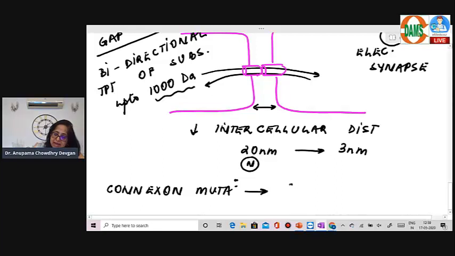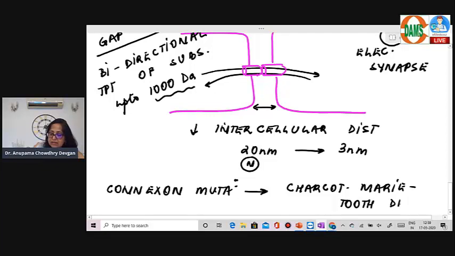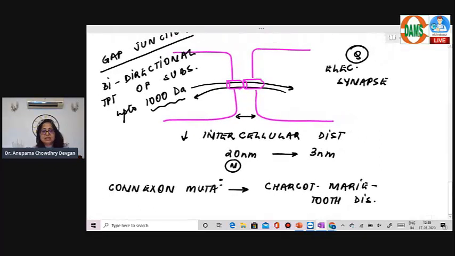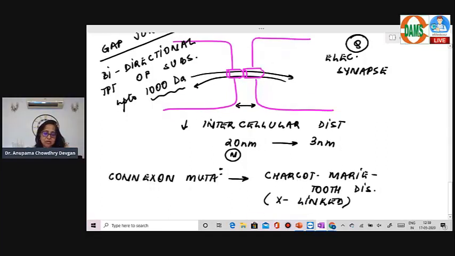It gives rise to an X-linked disorder, known as Charcot-Marie-Tooth disease. This is as far as your connexin mutation is concerned, right? It will give rise to an X-linked disorder. This has a number of cardiac abnormalities, arrhythmias, Charcot-Marie-Tooth disease, right?